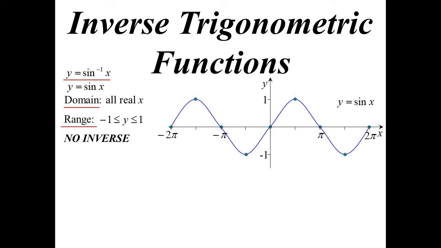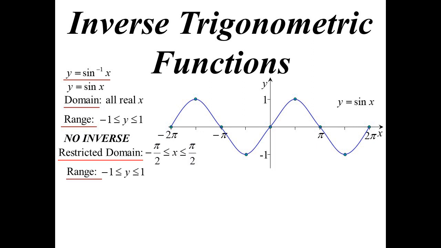So we want to restrict our domain. We want to get a piece of this curve which is either continually increasing or continually decreasing. If possible, we'd like to grab 0 and as much of the positives as we can. So the piece that I'm going to pick will be from -π/2 to π/2. That'll get me the complete range. So the range will be unchanged.